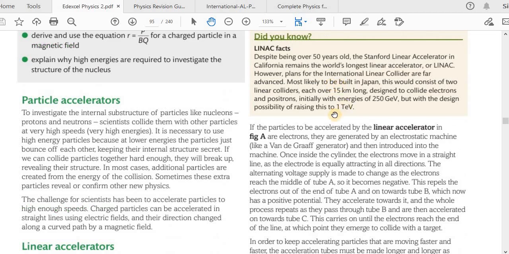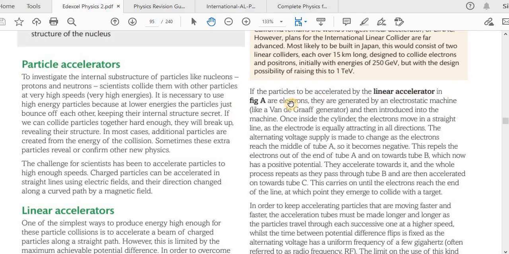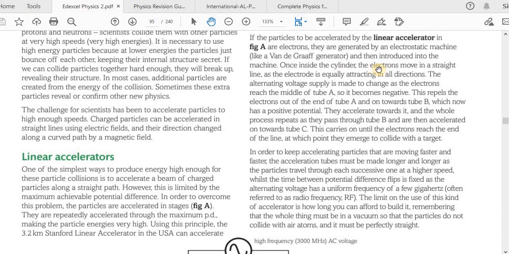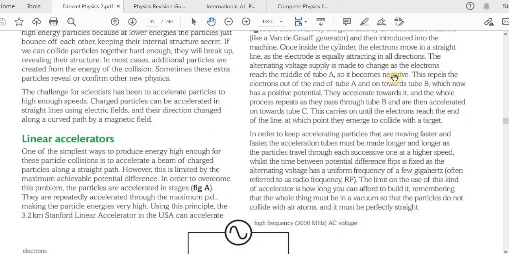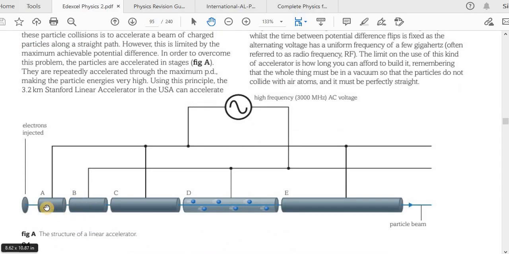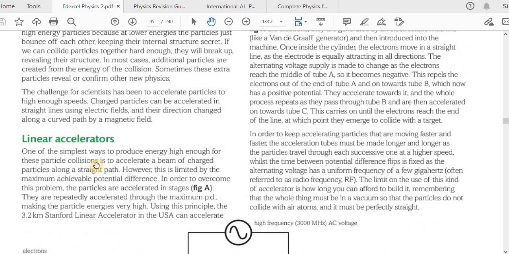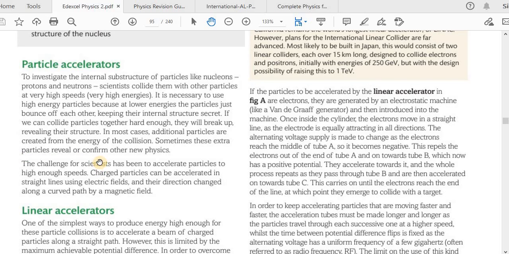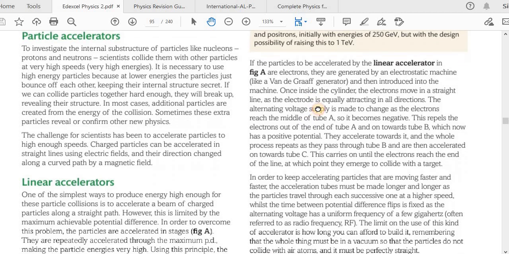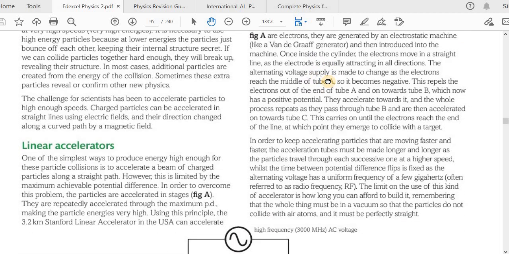Okay, so if the particles to be accelerated by the linear accelerator in figure A are electrons, they are generated by an electrostatic machine like a Van de Graaff generator and then introduced into the machine. Once inside the cylinder, the electrons move in a straight line, as the electrode is equally attracting in all directions. So if you look at these electrodes here, these are all electrodes. Then inside that, they are attracting the same in all directions. So that's why inside the cylinder, the electrons move in a straight line as the electrode is equally attracting in all directions.